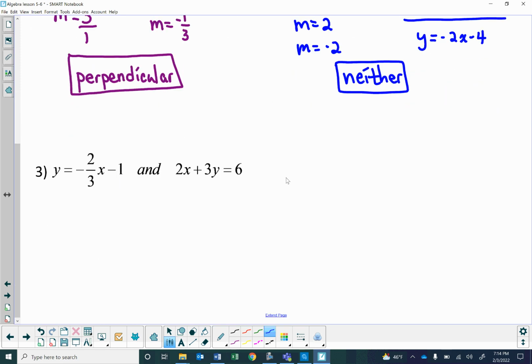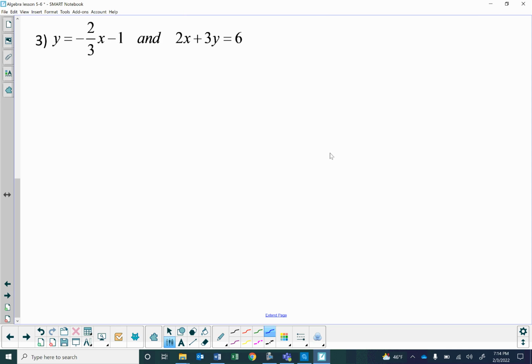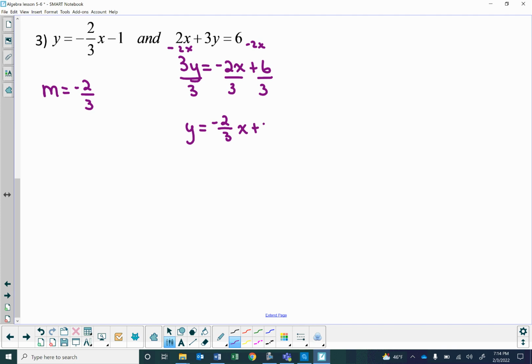And we look at problem number 3 here. y equals negative 2/3 x minus 1, and 2x plus 3y equals 6. Well, in this first problem here, your slope is negative 2/3. In my second problem, I have to solve it for y in order to determine what my slope is. So 3y will equal negative 2x plus 6, because I have to subtract my 2x, just in case you didn't get that little point that I did. Then I'm going to divide by 3. Divide everything by 3. Show that separately, otherwise you're going to forget to divide something by 3. So y is going to equal negative 2/3 x plus 2.